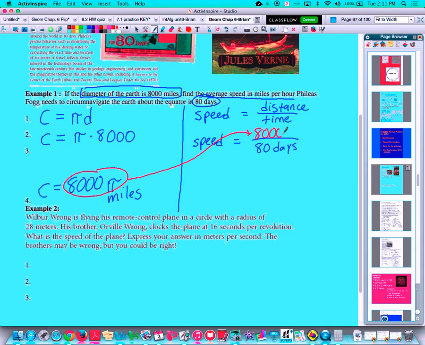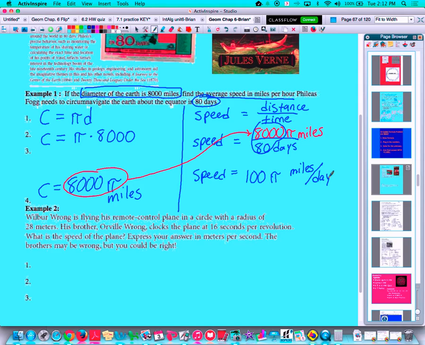I'm actually going to put the unit on this one so we can really see that we are dividing not only the numbers but also our units. So 8,000 pi divided by 80. If I do that calculation, speed is equal to 8,000 pi divided by 80, which ends up as 100 pi. Basically just take this part right here, divide that, and then leave the pi on its own over here. So 8,000 divided by 80, I'm basically reducing that fraction to 100. So 100 pi, and then our unit is miles divided by days. So miles per day is what that speed actually is.